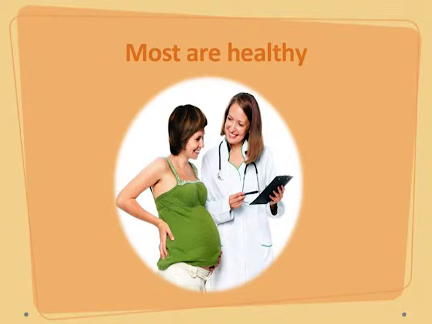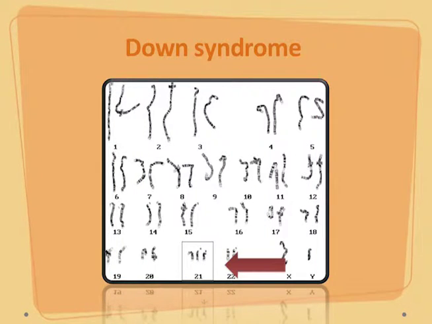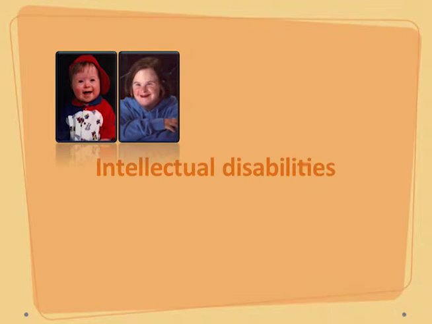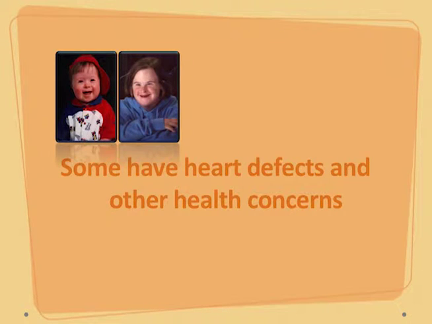The most common chromosome abnormality causes Down syndrome. Down syndrome is caused by an extra copy of chromosome number 21 in each cell. People with Down syndrome have mild to moderate intellectual disabilities and typical facial features. About half of people with Down syndrome have a heart defect, such as a hole in the heart, and some can have other health concerns, such as vision or hearing difficulties.